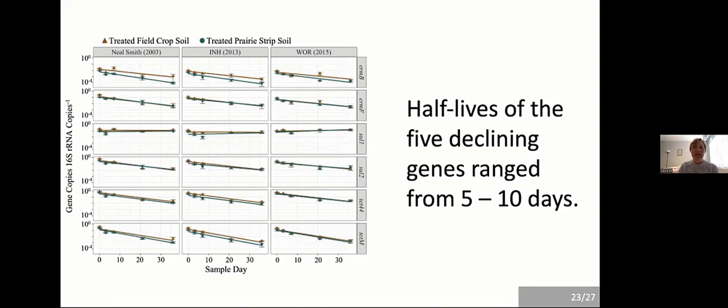And so what that means is that with the relative quickness displayed by these half-lives, we can kind of conclude that the turnover of introduced genes in the prairie strip soils is relatively fast, especially when compared to the frequency with which manure is applied to crop fields. And so that means that there may not be a large concern for the accumulation of these genes in the prairie strip soils over time.